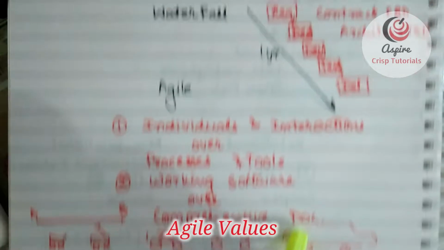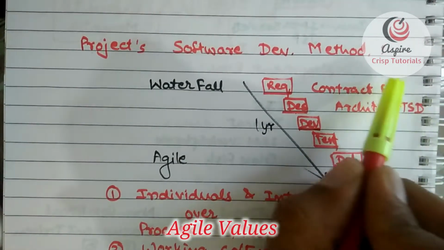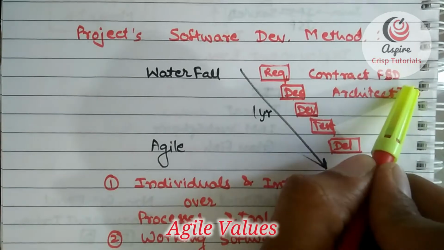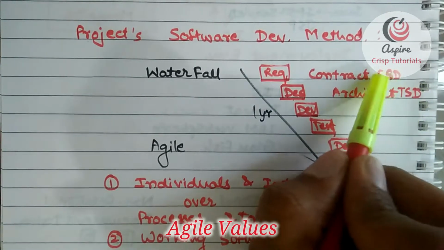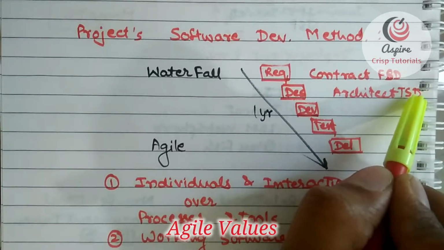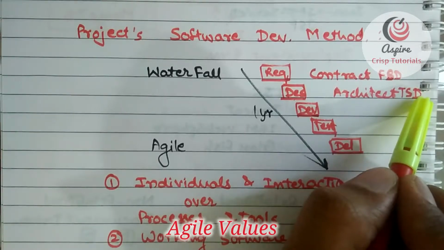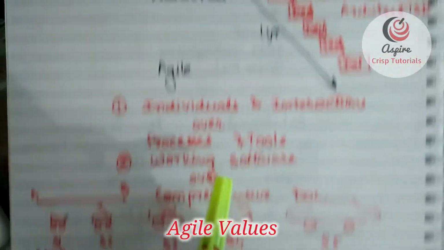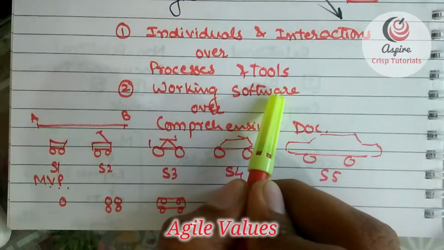Comprehensive documentation means, in waterfall we used to have comprehensive documentation, and then they used to follow this FSD and TSD like a Bible, and then everything depended upon these two documents. Suppose someone made a mistake while making these documents or while understanding these documents, then it would lead to bugs. So don't go by that. Just show a working piece of software to the customer.